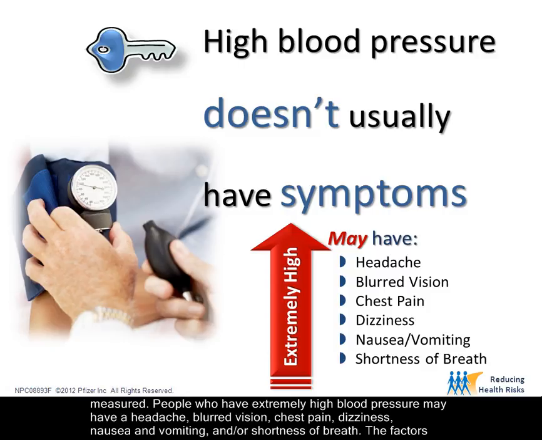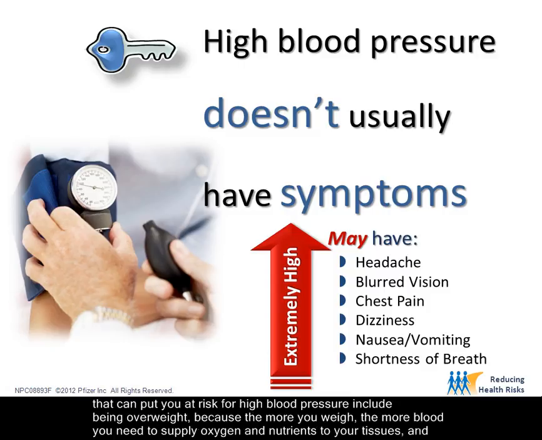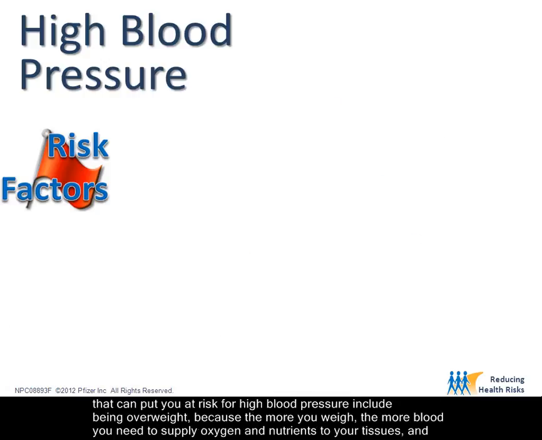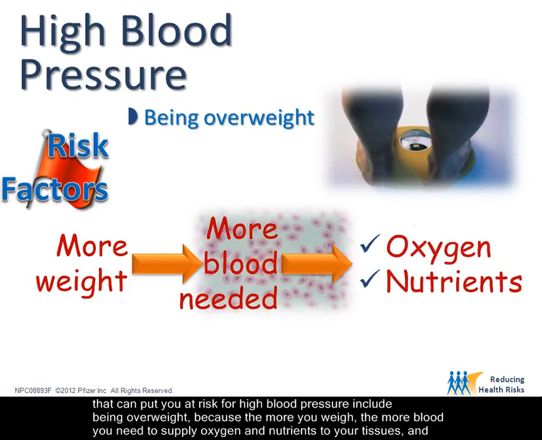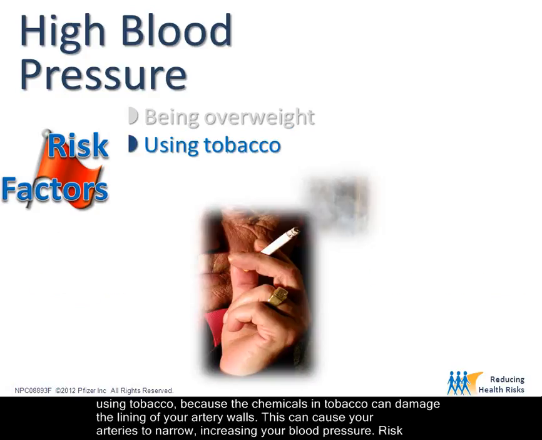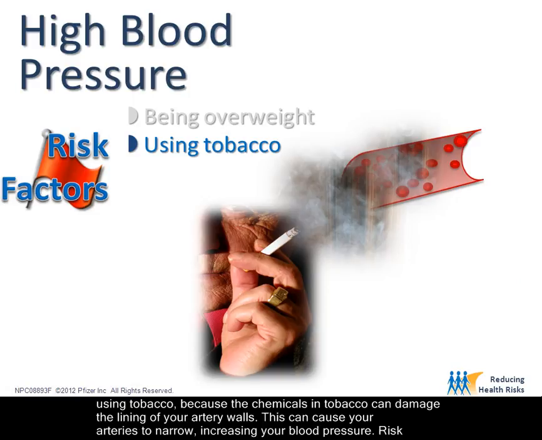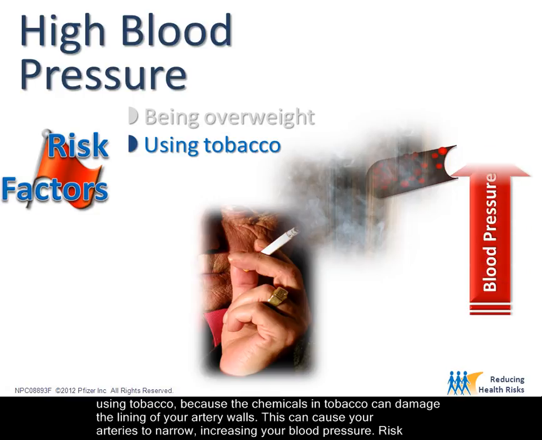shortness of breath. The factors that can put you at risk for high blood pressure include being overweight, because the more you weigh, the more blood you need to supply oxygen and nutrients to your tissues, and using tobacco, because the chemicals in tobacco can damage the lining of your artery walls. This can cause your arteries to narrow, increasing your blood pressure.